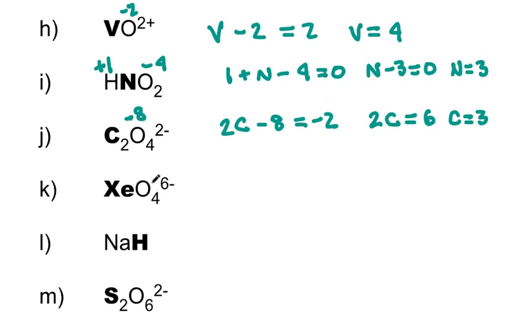Some weird xenon molecule that you don't see very often. -2 each for the oxygens, so total of -8. So we get our xenon number, whatever that is, -8 for the oxygens equals -6. Add 8 to each side. Xenon must be +2.